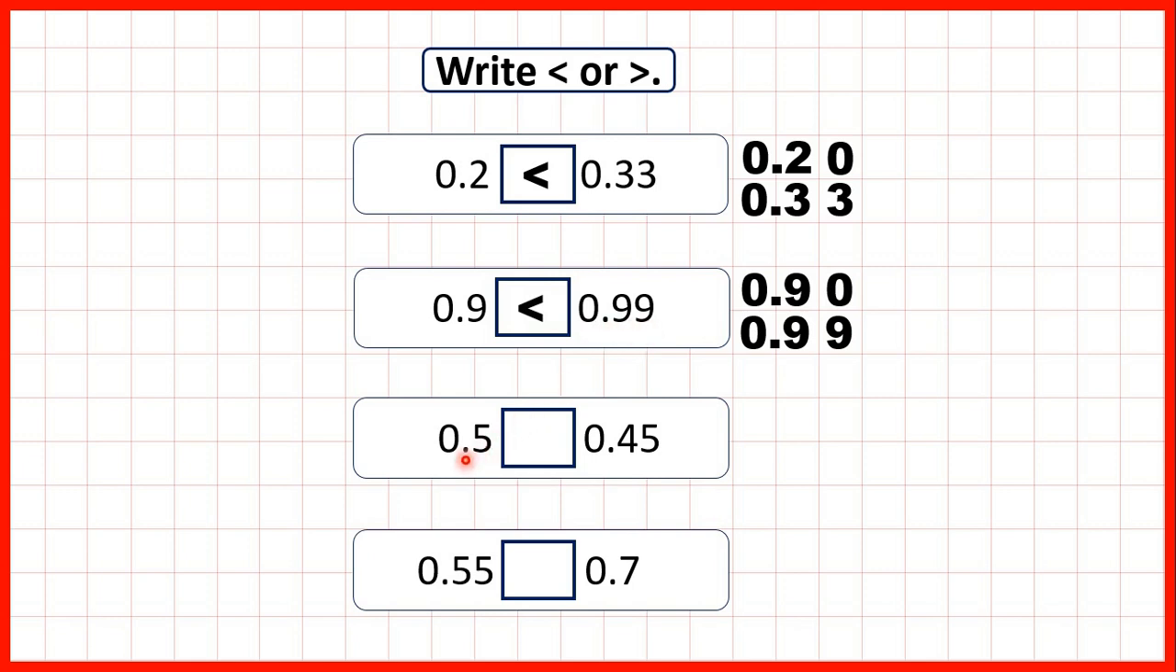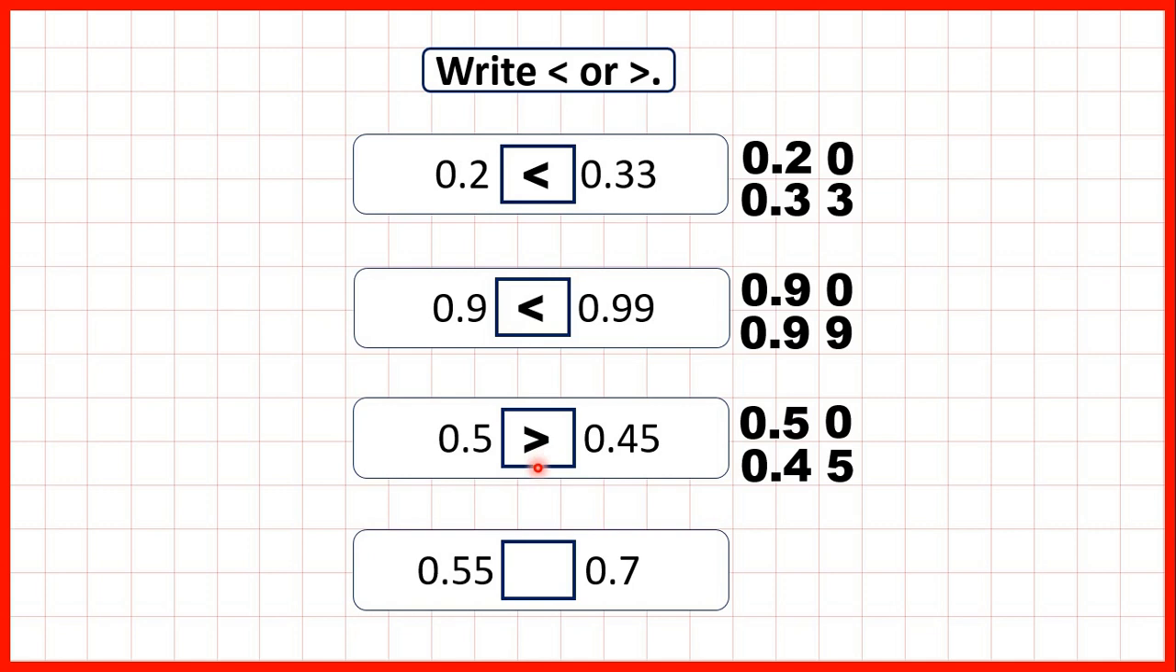Now we have 0.5 and 0.45. Again, we write the numbers out with the decimal points lined up, and we need to write a 0 in this empty square. Now both numbers have 0 ones, but if we look to the tenths, we have 5 and 4, so we know straight away that the number with 5/10 must be larger, so that's 0.5.